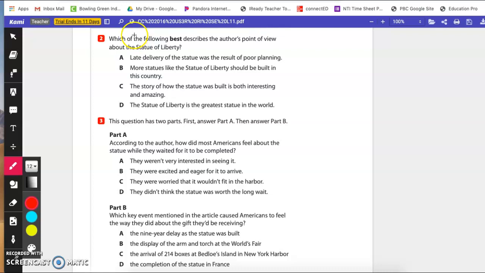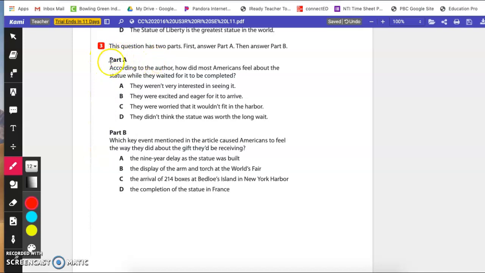Number 2, which of the following best describes the author's point of view about the Statue of Liberty? So make sure you're choosing how the author feels. That's an opinion. So it cannot be a fact. You should not choose a factual statement as a point of view. Remember, a point of view has to be the opinion.